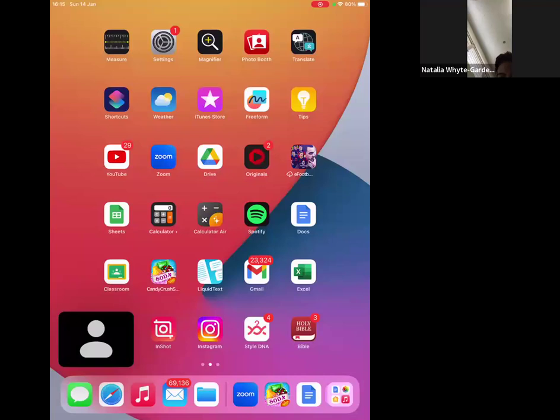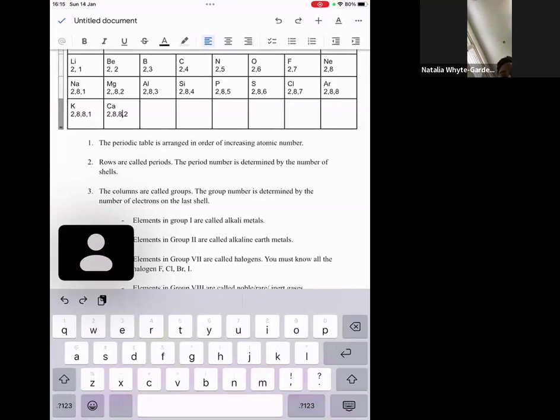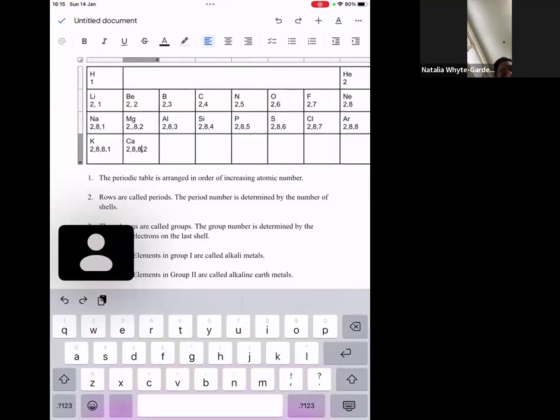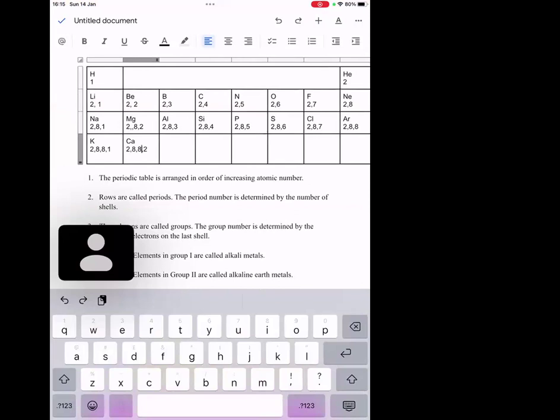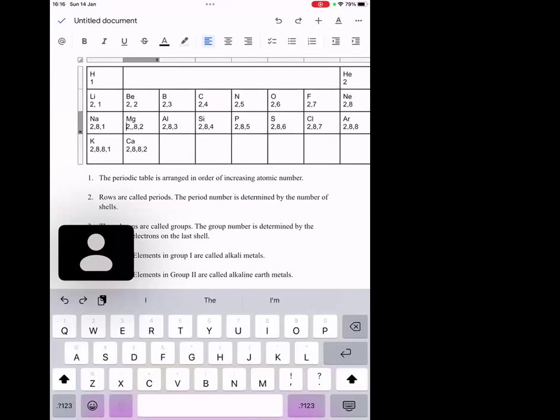Where was I? Okay, so the rows are called periods. The period number is determined by the number of shells. So those in period number 1 would be hydrogen and helium, because they have one shell. It is the number of shells that determines the period number. Are we clear on that? Yes, miss.